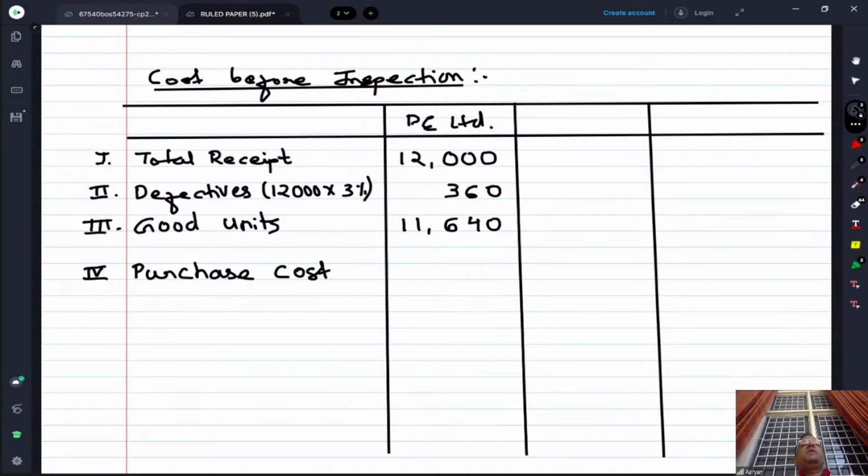Let's go, beta, quickly tell me, what will be the answer? Whether 2.4 rupees per unit will be multiplied by total receipt 12,000 units, it's cost before inspection, or 11,640. Okay, Jishnu has answered. It's 12,000. Okay. What about other students?